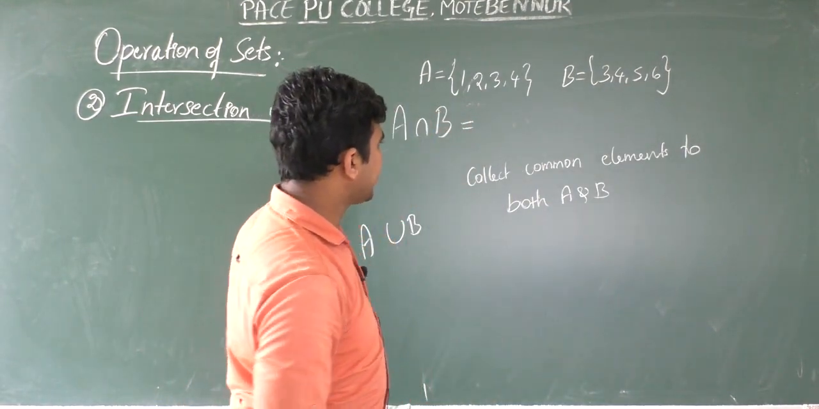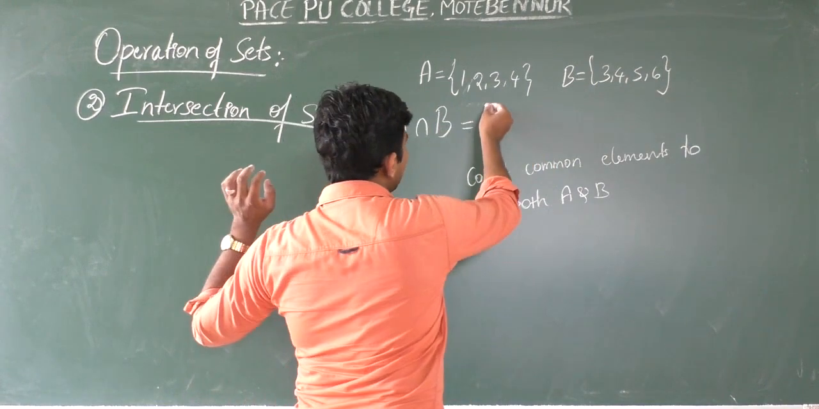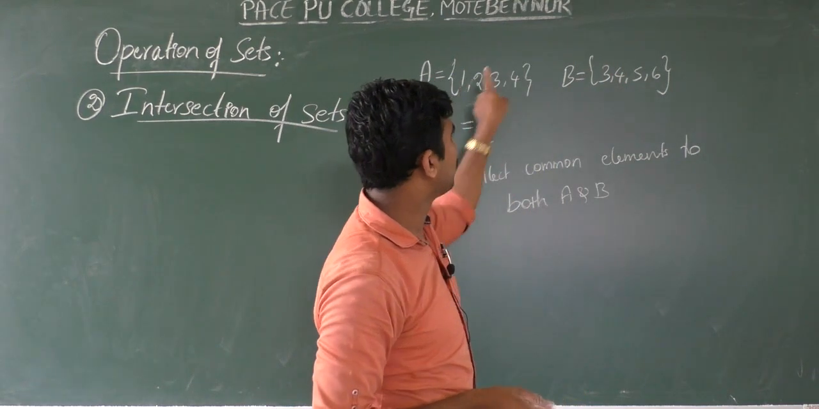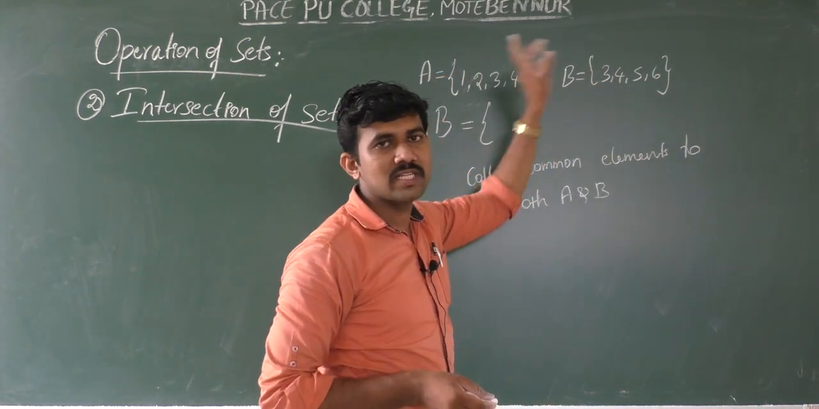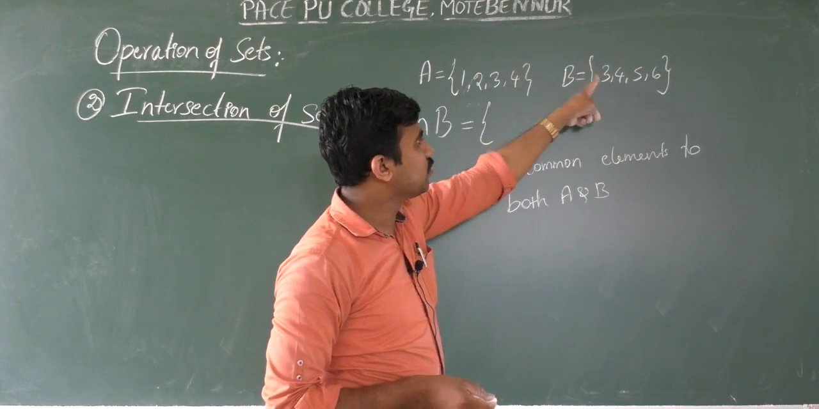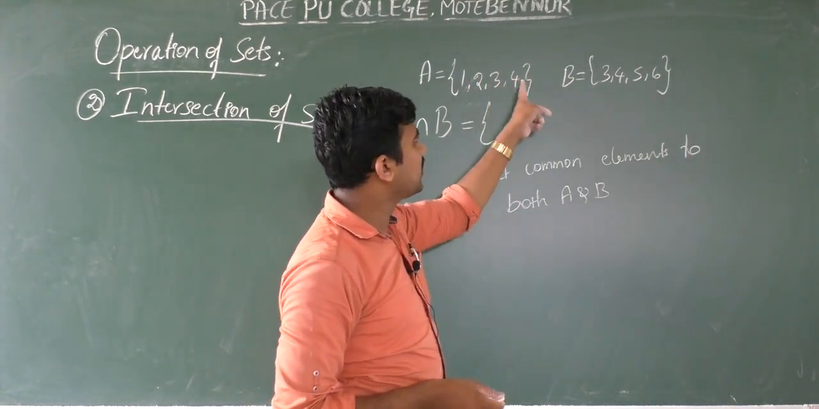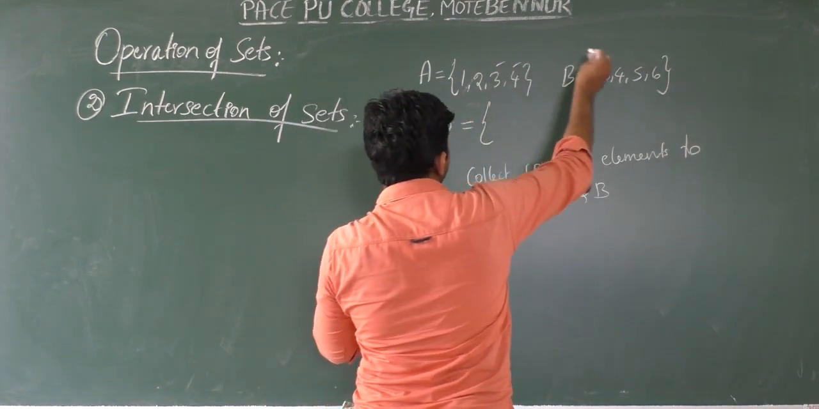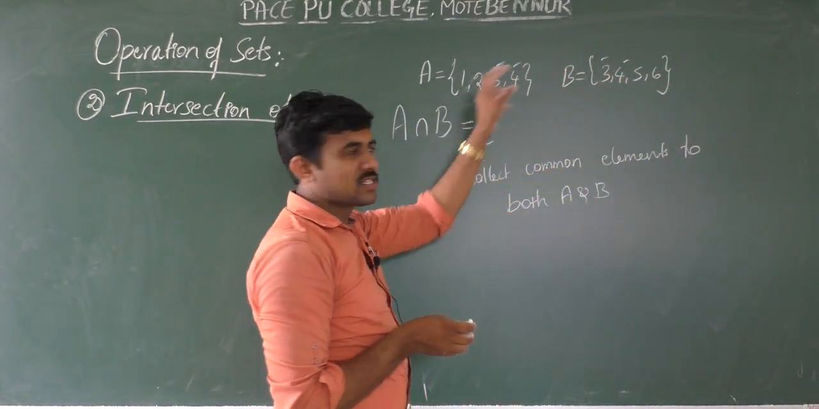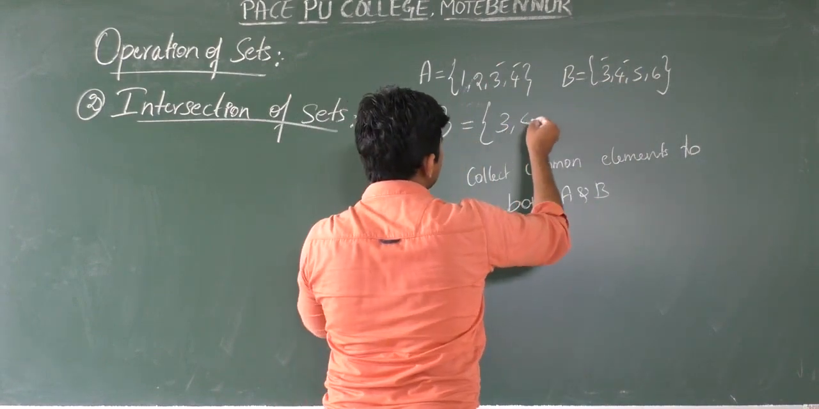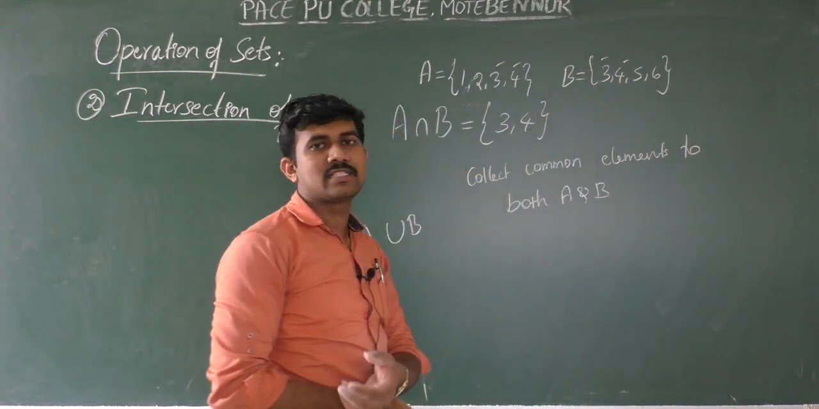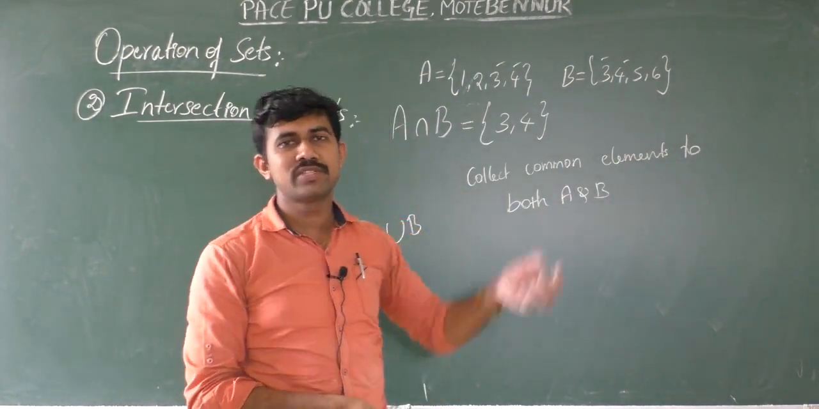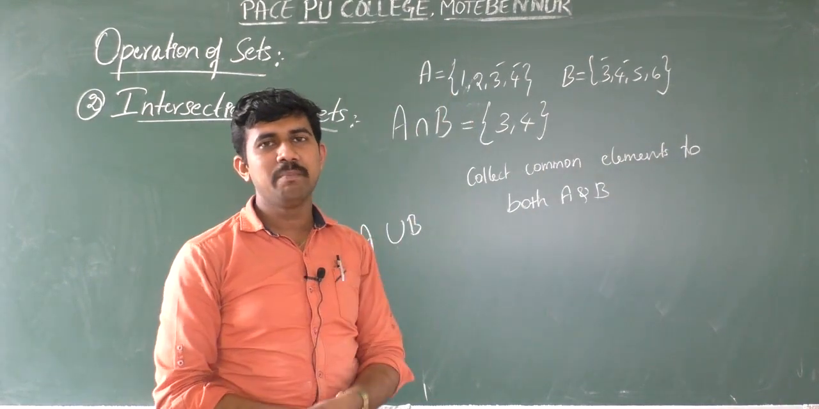So the set contains the common elements. Look here, the elements common to both sets. Is 1 common? No, 1 is here only, not there. So 1 is not common. Is 2 common to both sets? No. Which is common? 3 and 4. Do we have 3 and 4 here also? Yes. So 3 and 4 are common to both sets. The set contains only the common elements. No need to write any other elements, only the common elements of both sets. That is A intersection B.